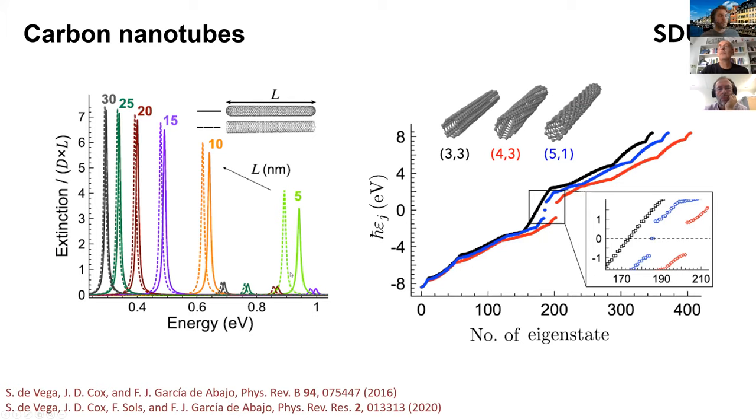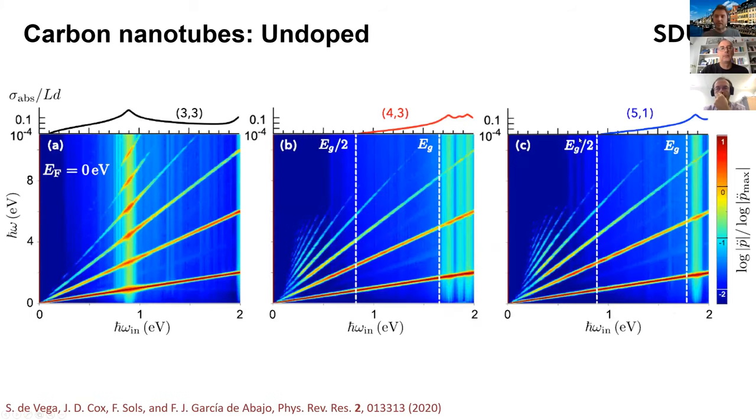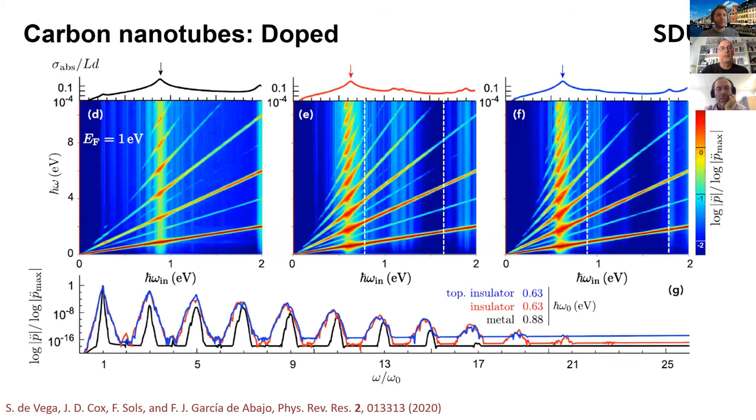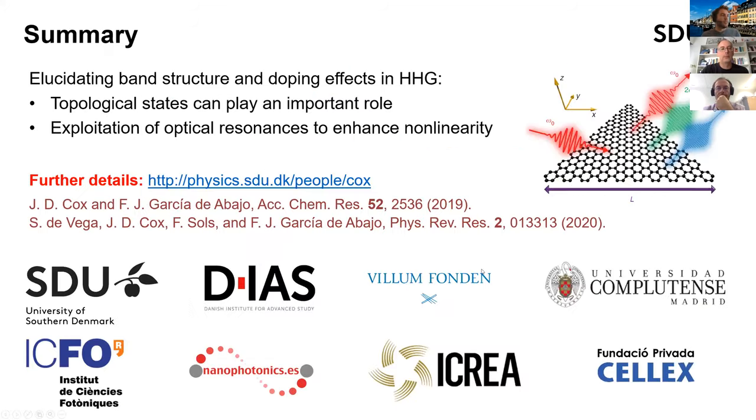And we can look at the effect of doping, also changing the size. Here, though, if we choose the chirality in the right way, we can effectively tune between insulating, metallic, and topologically insulating carbon nanotubes. And qualitatively, we can actually find that these simulations agree with our simpler SSH model. So undoped structures do, of course, give harmonic generation. But through doping, we can really drive this much more strongly if we target these plasmon resonances. So that's what you can see here in these figures and also in the paper. Please check it out if you're interested.